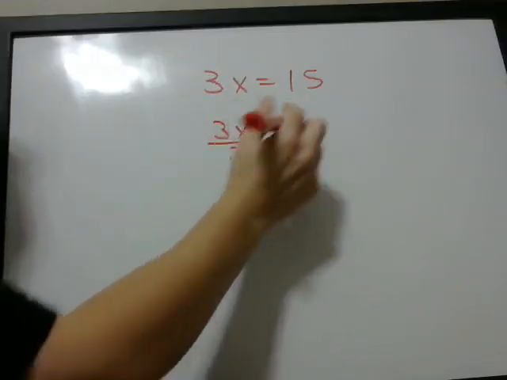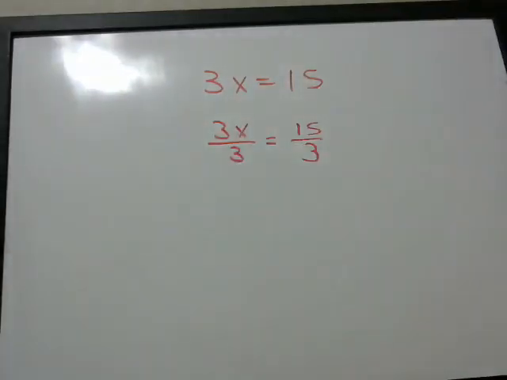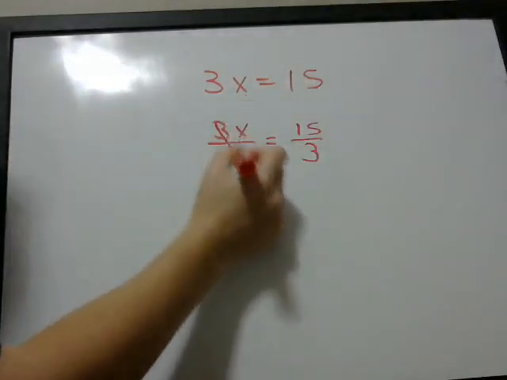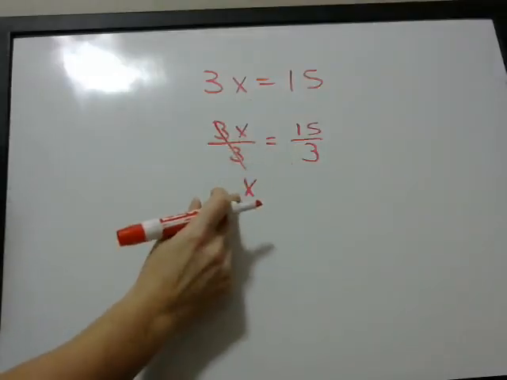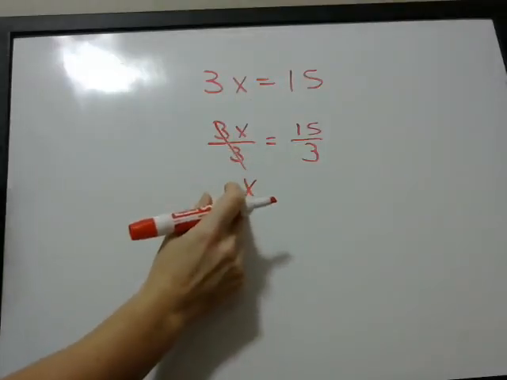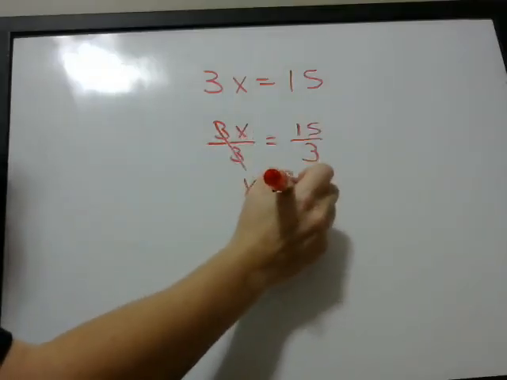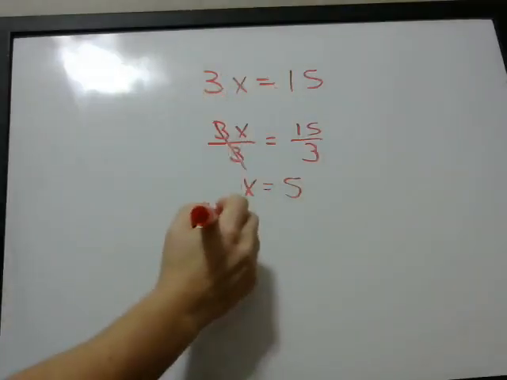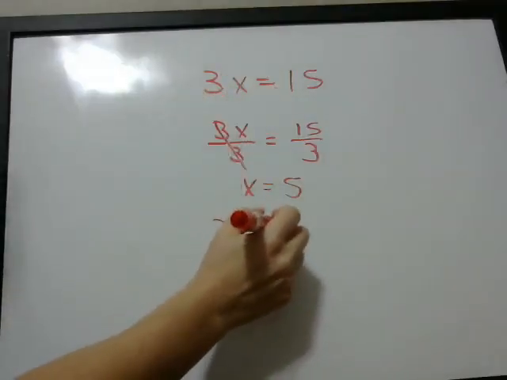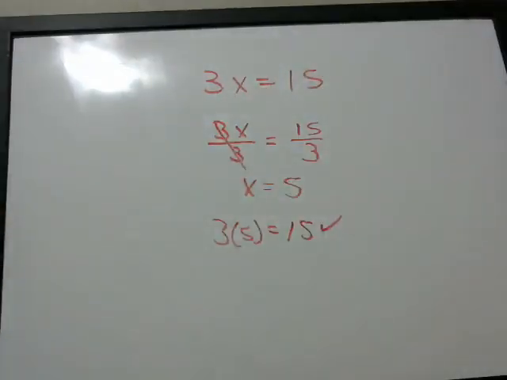If we divide by 3 on one side, we have to divide by 3 on the other side. So this is going to cancel out. 3 divided by 3 is 1. So really we have 1x. We don't normally write the 1. We just write it as x. 15 divided by 3 is 5. Again, if we plug this back in, 3 times 5 is 15. So that checks out.